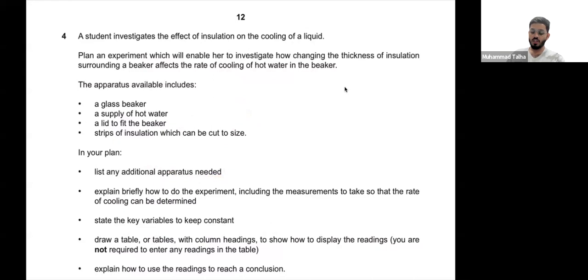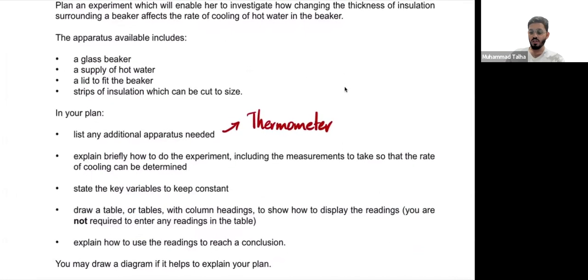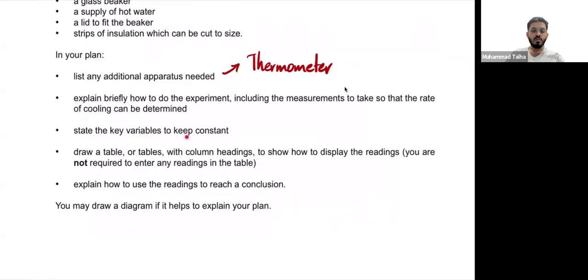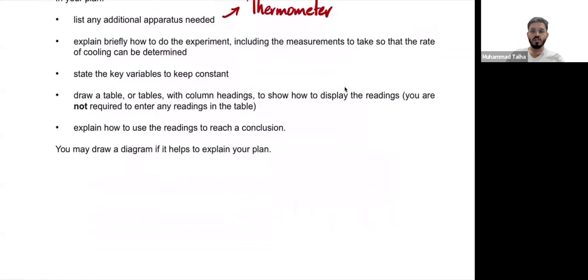Obviously, to see how much it cools, I need one crucial thing which is not listed here, which is obviously a thermometer, right? That's what I need. Otherwise, I can't calculate how much the temperature drops by. Explain briefly how to do the experiment, including the measurements to take so that the rate of cooling can be determined. State the key variables to keep constant. Draw a table or tables with column headings to show how to display the readings. You're not required to enter readings. Explain how you use the readings to reach a conclusion.